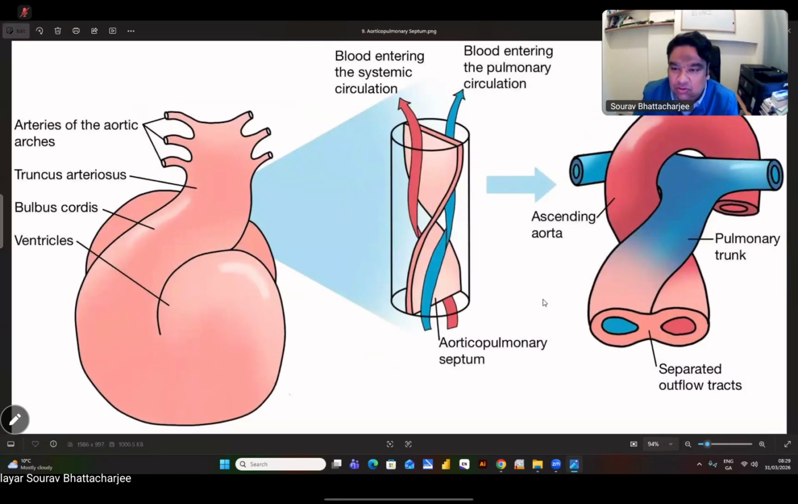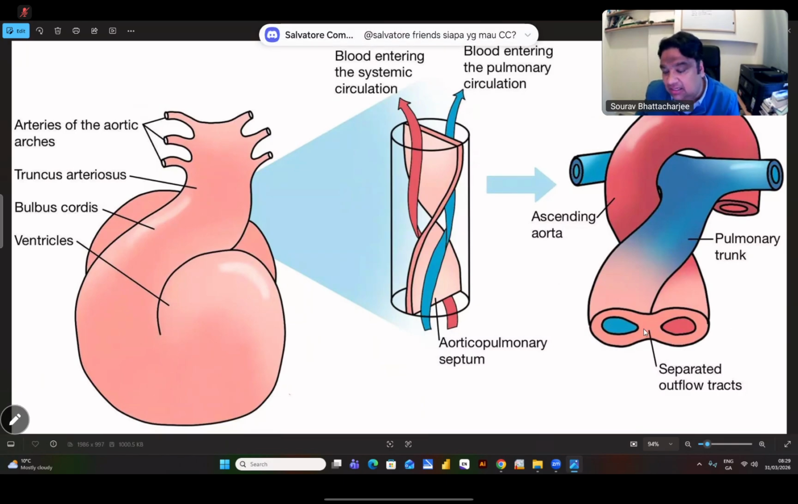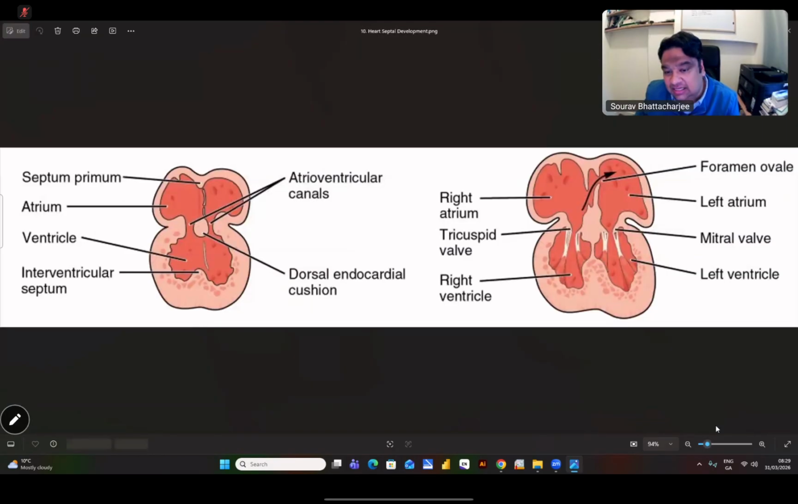And now not only the heart has developed, but also the aortic arches have been designed. So we have this developed aortic arch as we have seen, as we have drawn, and the pulmonary trunk has developed because of this aorticopulmonary septum. It's the same trunk divided into two halves, which are spiral. And that is the aorticopulmonary septum.